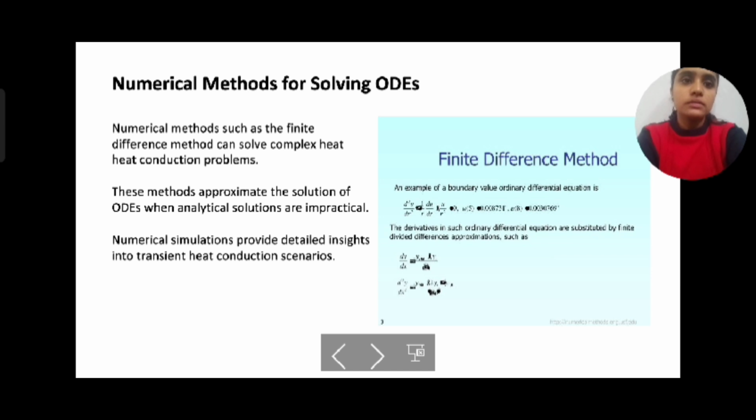Numerical methods for solving ODEs. Numerical methods such as the finite difference method can solve complex heat conduction problems. These methods approximate the solution of ODEs when analytical solutions are impractical. Numerical simulations provide detailed insights into transient heat conduction scenarios.